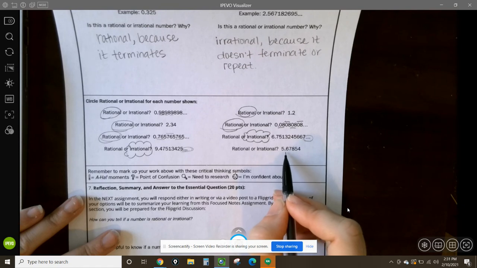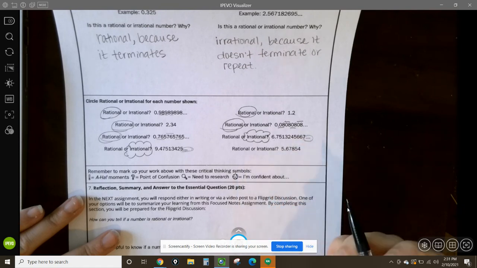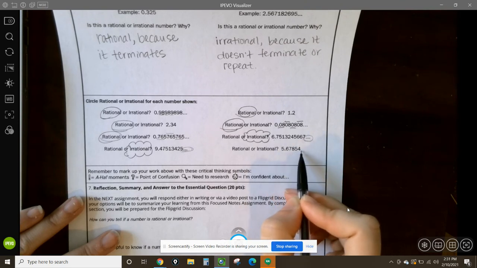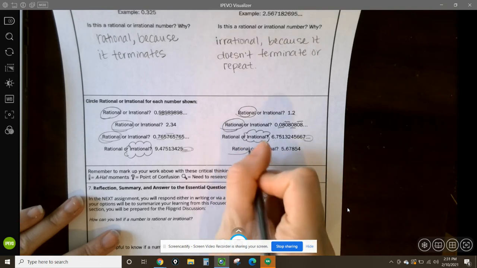And 5.67854. So there's no pattern, but it does end, even though it's a bunch of random numbers, there's not a ... after it. So this one terminates, it ends right after that 4, so that makes it rational.